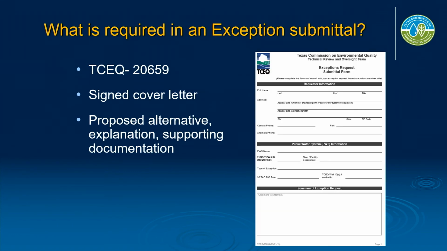What is required in an exception submittal? You're going to want to include a TCEQ 2659 form, and that's what is up on the screen there, so you have an idea. It's going to have the requester information, which is one of you, the public water system information, and you're going to be able to put a summary of the exception request.